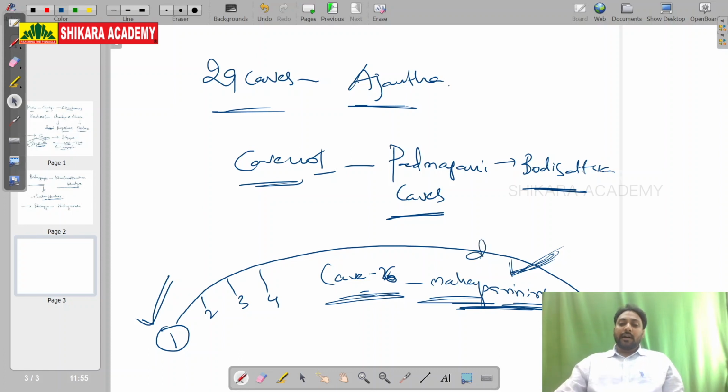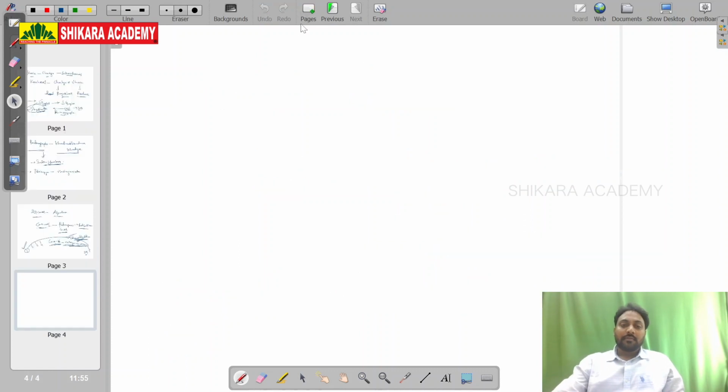And a dying Buddha, or otherwise a sleeping Buddha. Then there were so many themes taken from the Jatakas.